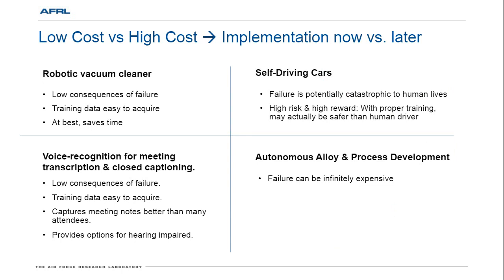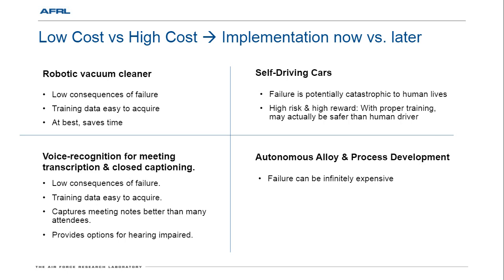So, four examples here of machine learning and the black box: a robotic vacuum cleaner, self-driving cars, voice recognition for meeting transcriptions and closed captioning, and autonomous alloy and process development. In the case of a robotic vacuum cleaner, there are low consequences of failure, training data is easy to acquire, and at best it saves you time. At worst, you still have to go back and vacuum something yourself.